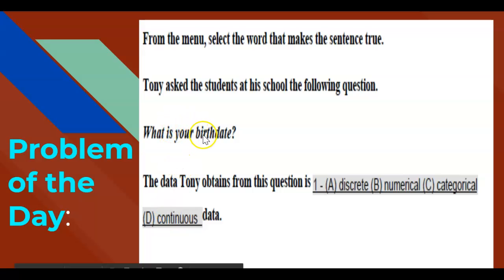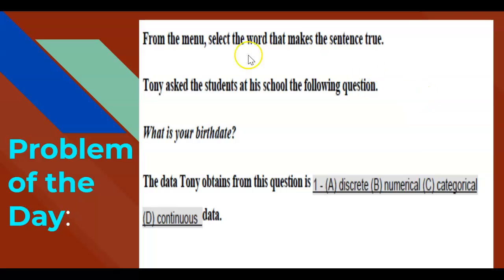We got another problem of the day. This one again was taken from our Unit 1 assessment. From the menu, select the word that makes the sentence true. Tony asked the students at his school the following question: what is your birthday? The data Tony obtains from this question is A, discrete, B, numerical, C, categorical, or D, continuous data.